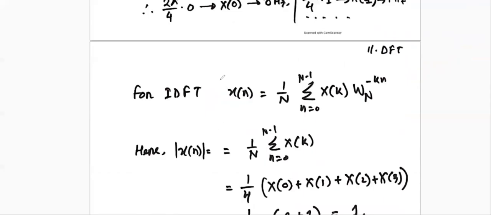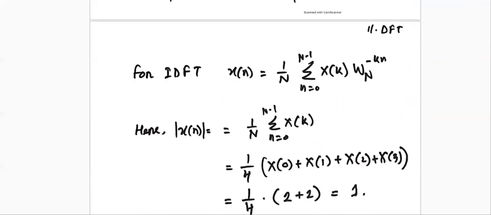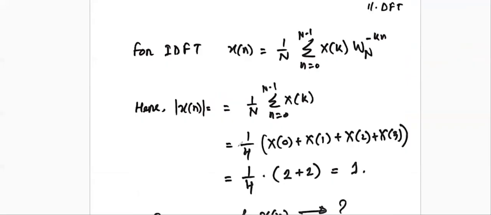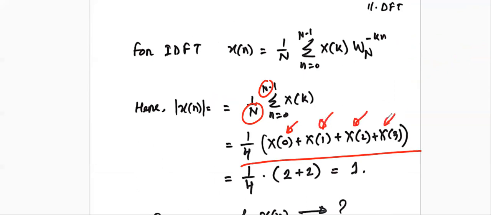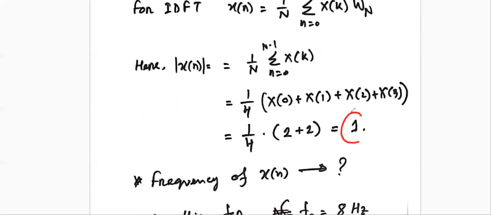So this is the expression for the inverse discrete Fourier transform. Since we know the value of capital N, we place it there. We already know the values of capital X0, X1, X2, and X3. Put those values and you find what? This is the xn magnitude.